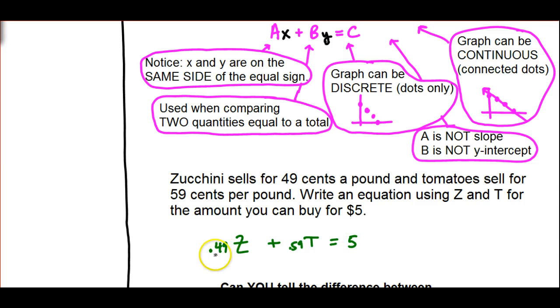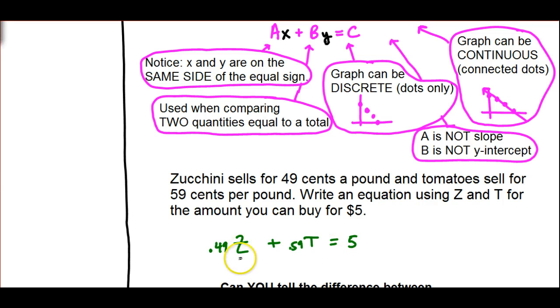Again, keep in mind here that the 0.49 is not the slope and the 0.59 is not the y-intercept. Those things are simply just the setup for the equation. They are not how we're going to graph the equation. Keep in mind that there is no clear indicator here of which variable is which. It's not easy for us to be able to identify if the z is the independent or the dependent variable. There is no way of determining that, so you would have the option to make either variable either one.